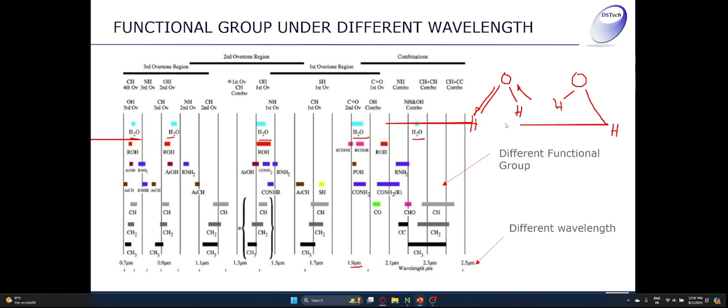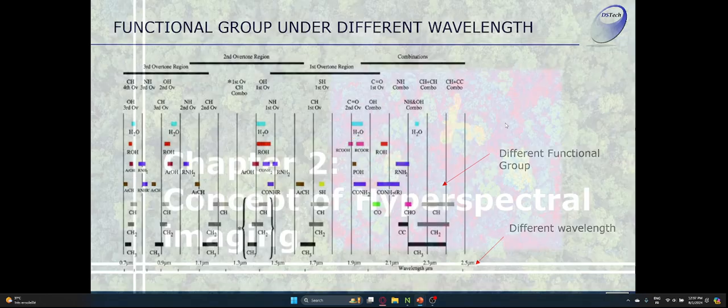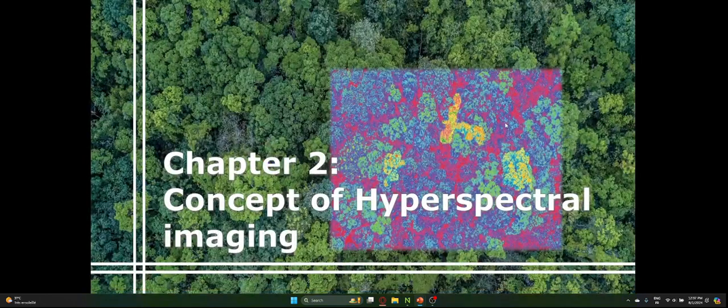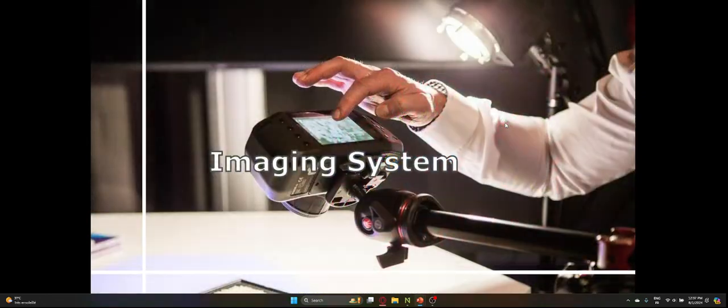So now we are going to the concept of hyperspectral. These are important parts of the seminar. Okay, so we're first gonna start with the imaging system. Imaging system is basically the details of how a camera actually works.